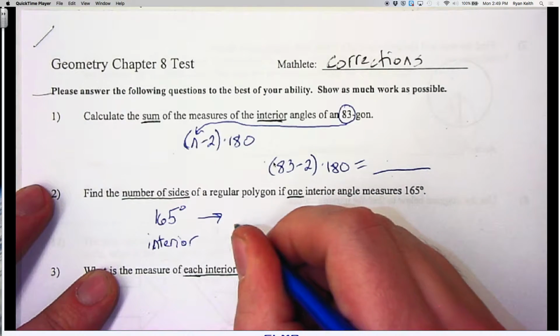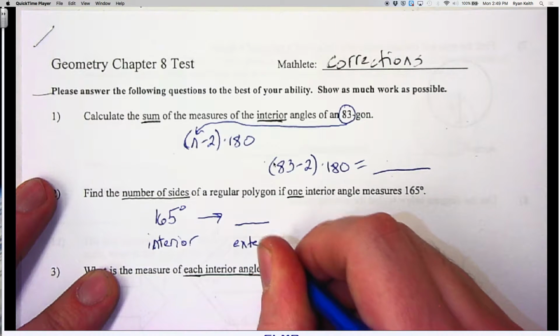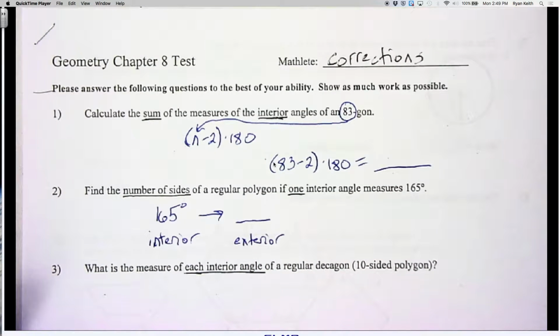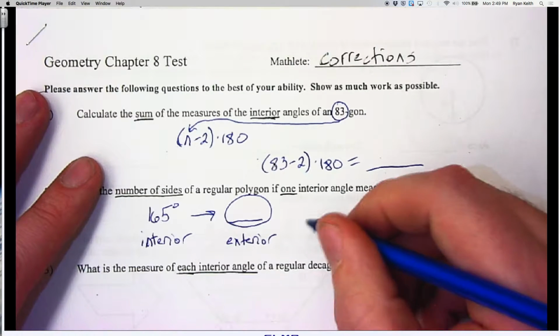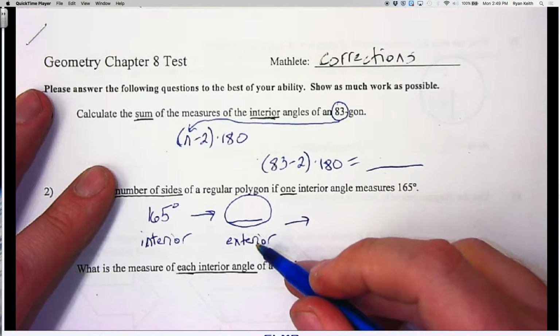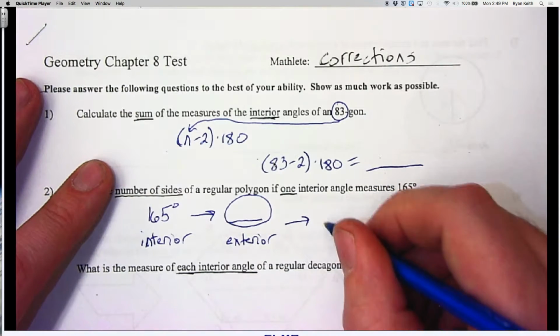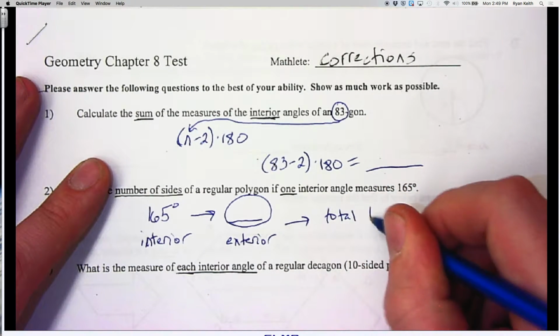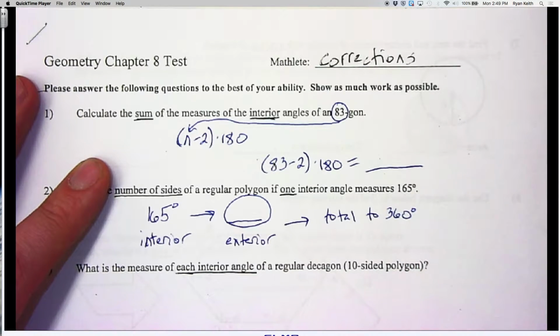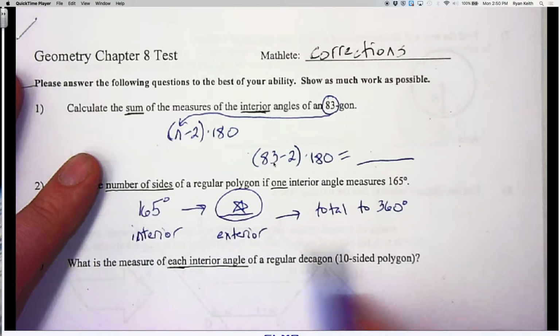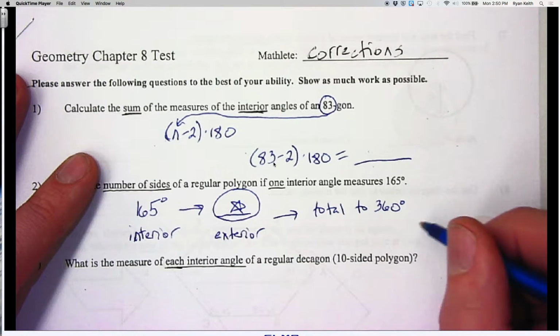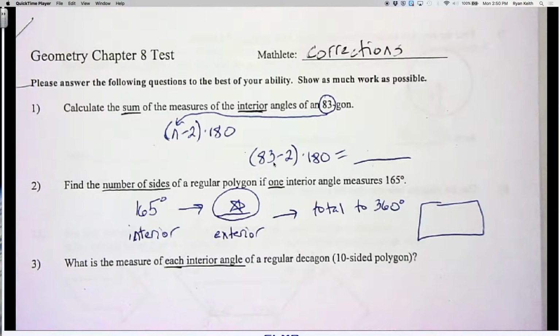And from there, it wouldn't be hard to get an exterior angle. You should immediately know how to do that. So let's assume for a second that you have this exterior angle figured out. Well then, finally, you should know that all exterior angles total to 360 degrees. So once you have this one figured out, with the star there, then tell yourself, well, how many of those does it take to make 360? And that would take care of number 2.